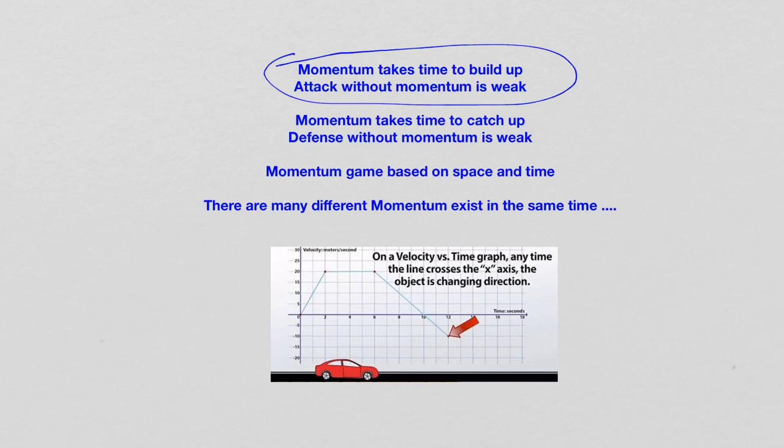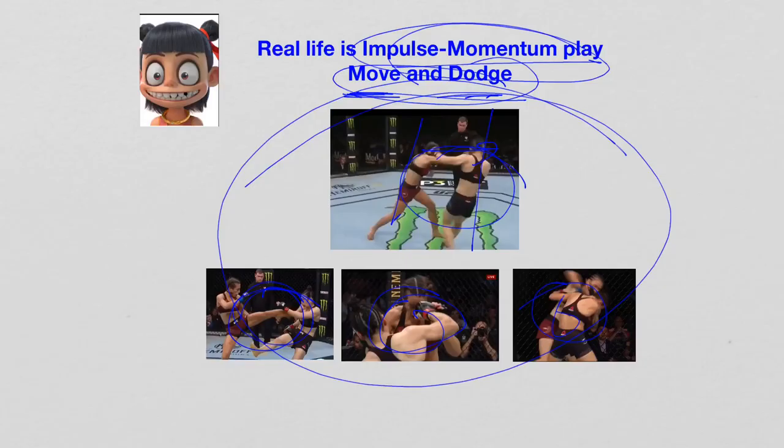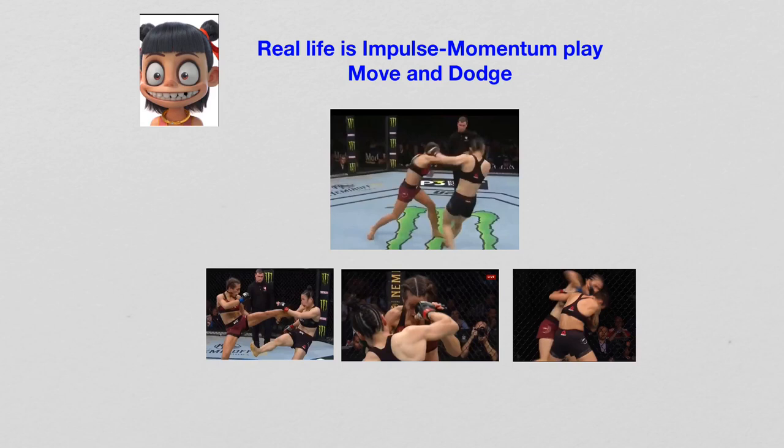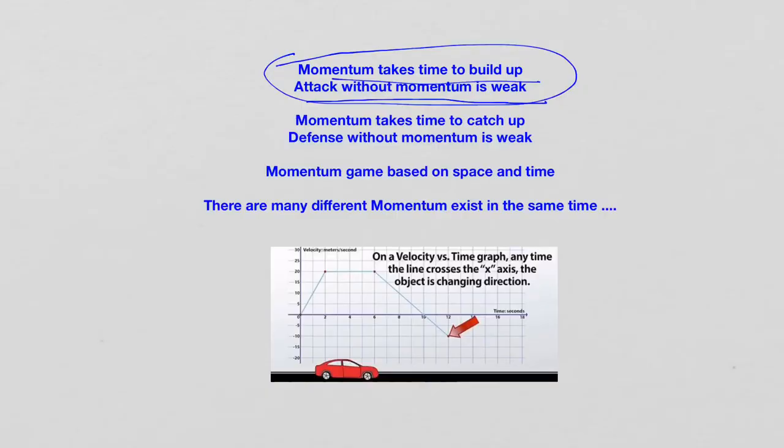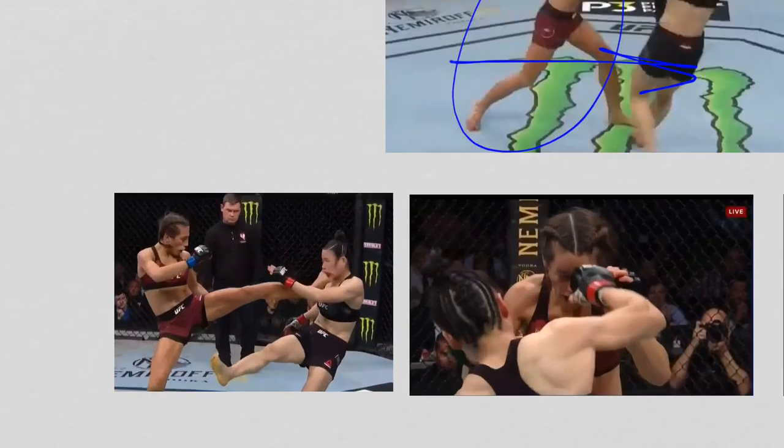We know that in science, momentum takes time to build up. Attack without momentum is weak. So, for example, in this attack, the body is actually really strongly moved forward. That is really powerful. However, it takes time to develop that type of momentum. Okay? So if you want a powerful attack, you need to take time to build all the momentum. The same thing, momentum takes time to catch up. This defense without momentum is weak. Same thing here.